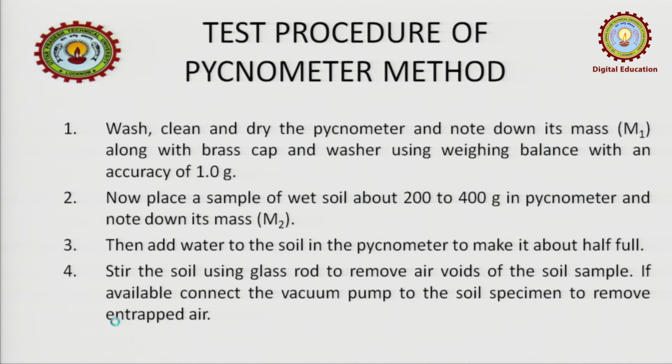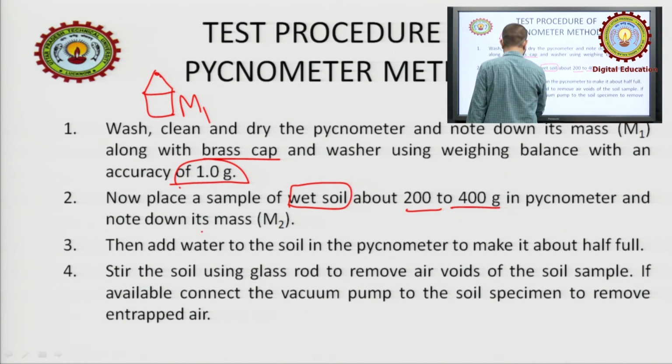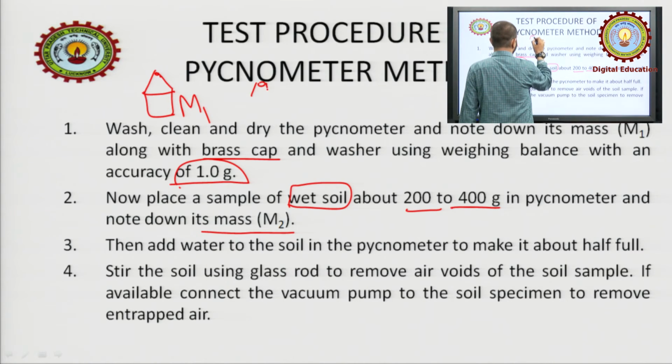See, first of all, wash, clean and dry the Pycnometer and note down its mass M1 along with the brass cap and washers using a weighing balance with an accuracy of 1 milligram. First of all we have to weigh the Pycnometer in the dry condition along with the cap. That will give you the M1. Then place the sample of wet soil, about 200 to 400 gram, in the Pycnometer and note down its mass M2. What is M2 now? First one was the empty, remember. Now this is having the soil, that too moist soil.